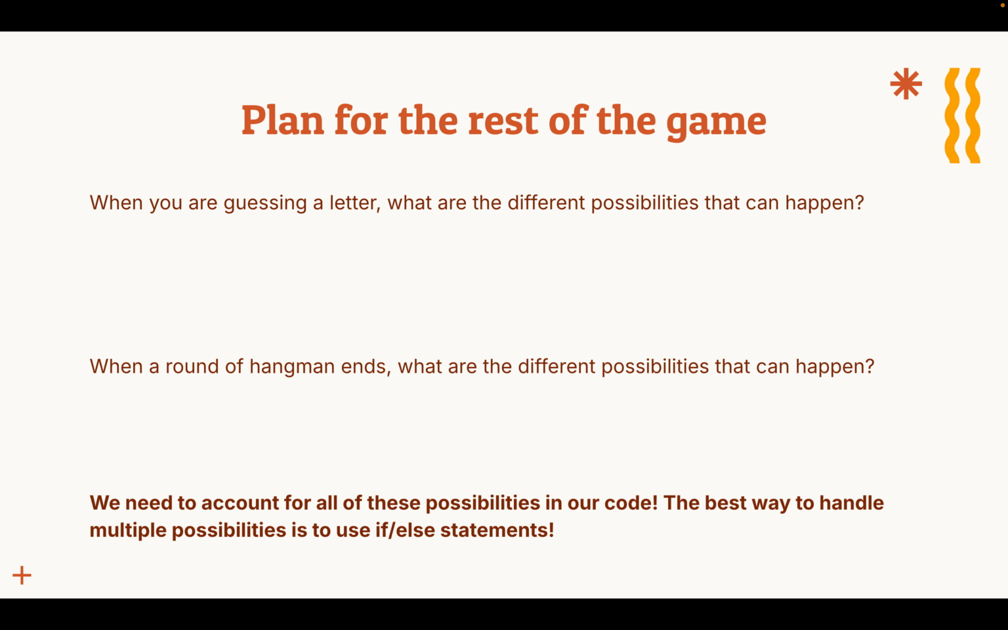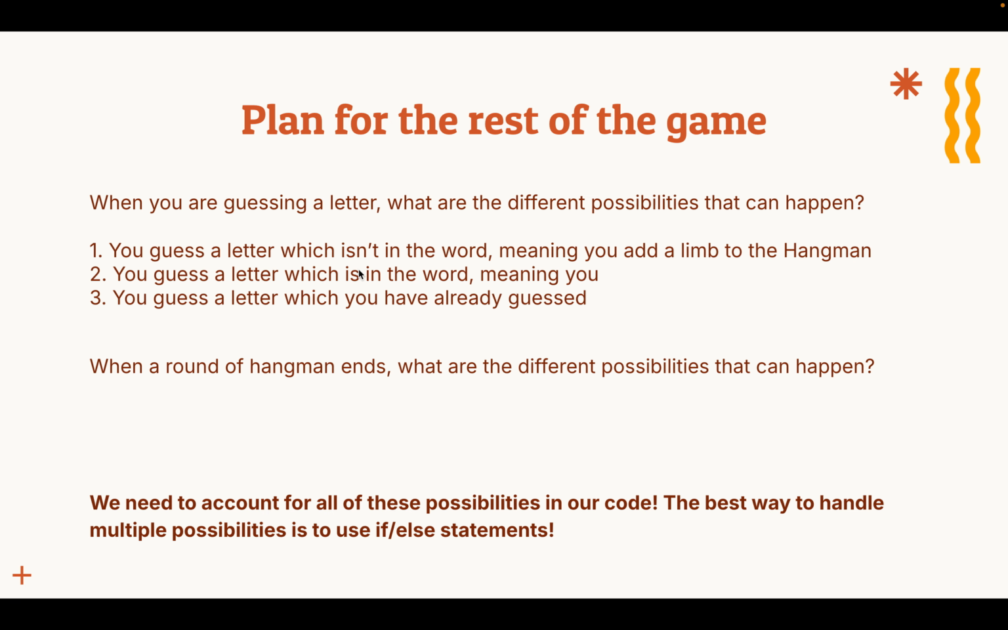Okay, assuming you pause the video and you have some ideas, let's look at the possibilities. So when you are guessing a letter, so let's say we have a game of Hangman, and there is this 3-letter word over here. So let's say I guess the letter D, okay? And it's right. So that's one possibility, right? You guess a letter and you actually get it right. So that would be the first possibility.